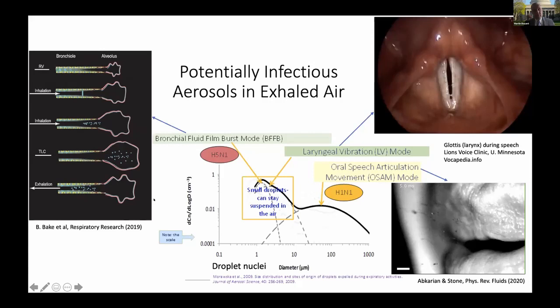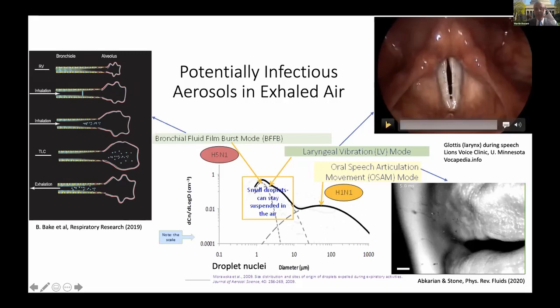And those are believed to come from the fragmentation of airway mucus in the smallest channels, basically the termination of the airway channels in the lungs, through the so-called bronchial film burst mode, as those channels are opening and collapsing and air is rushing past and fragmenting that fluid. But also there is a very significant part, which only recently have we realized how important it is, from the larynx, in fact. And the very act of speaking or singing dramatically increases the amount of emission of droplets. And here's a movie that helps you understand why.